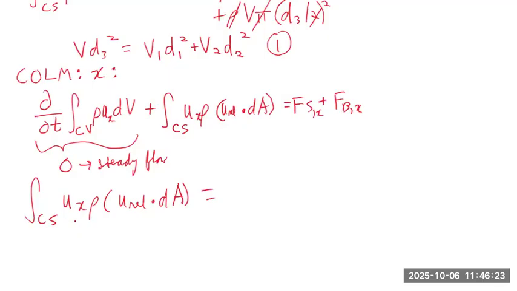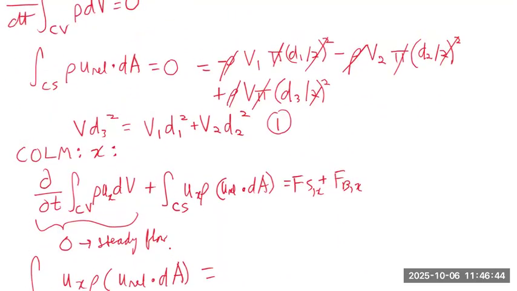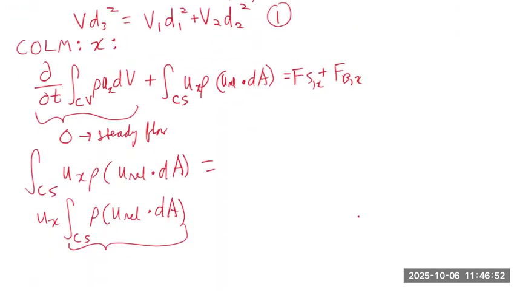So if we take ux out of the integral, we can rewrite it as ux times the integral over the control surface of rho times u relative dot dA. And we already calculated this integral previously, which we calculated to be this equation over here, except now we only take the x components, which is the difference over here.